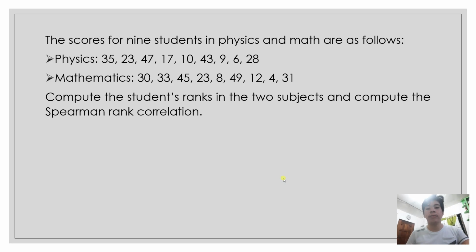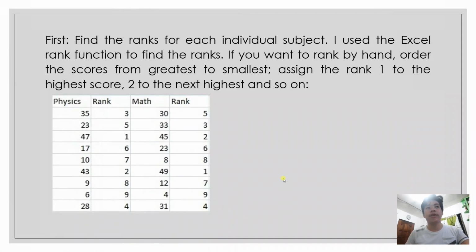So we still need to follow the steps that we discussed before. First, we need to find the ranks for each individual subject. I use the Excel rank function here to find the ranks. If you want to rank by hand, ordering the scores from biggest to smallest, that is really fine, as long as you are comfortable. Assign rank 1 to the highest score and 2 to the next highest, and so on.